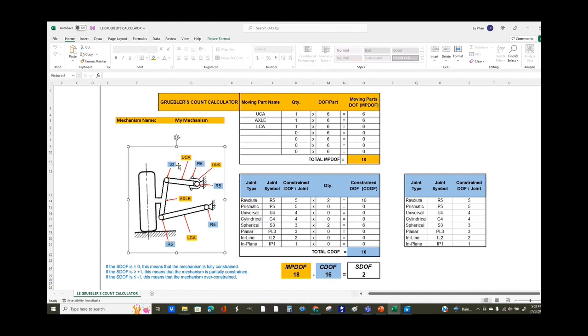So what you can do is you make any mechanism, you just put an image here and start counting off how many moving parts there are, how many constraints, and it kind of gives you the answer. It's kind of like a cheat sheet, you know. But I've done mechanisms, and once you use this, you can do it all by hand, you know.